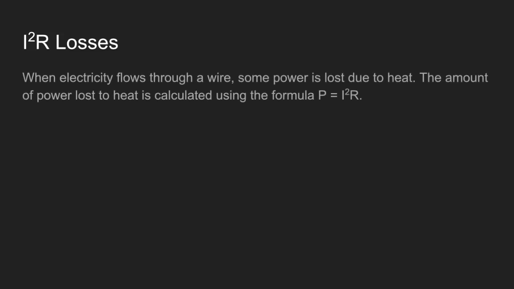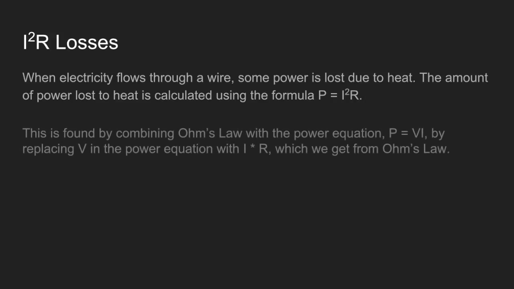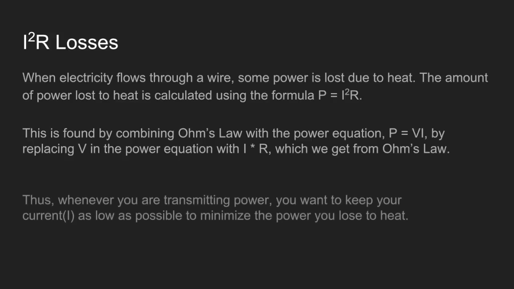This leads us to our last important equation, P equals I squared R. This is simply the power equation, with voltage being represented by I times R, which we can derive from Ohm's law. I squared R is the value of the power lost in a wire with resistance R. Thus, the larger our current gets, the more power is lost due to the resistance in the wire. This is what makes transformers so important. They can raise our voltage and lower our current, minimizing our I squared R losses.